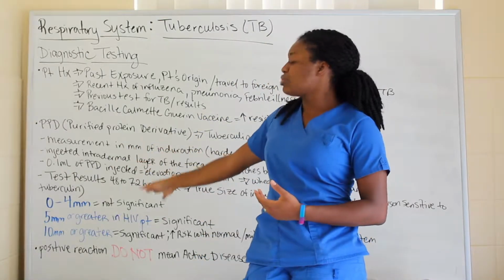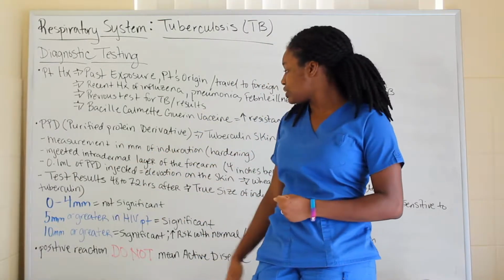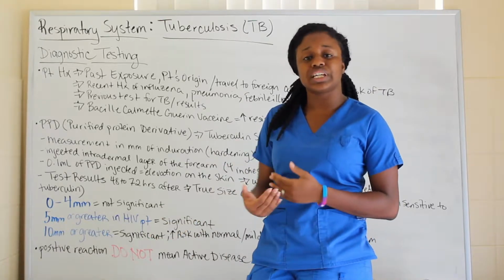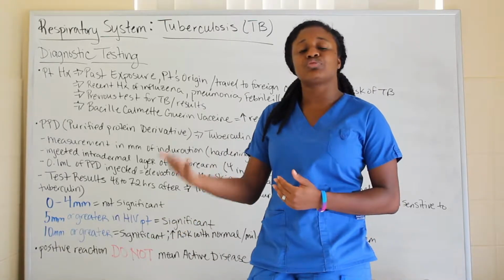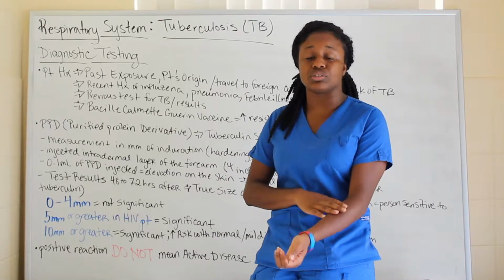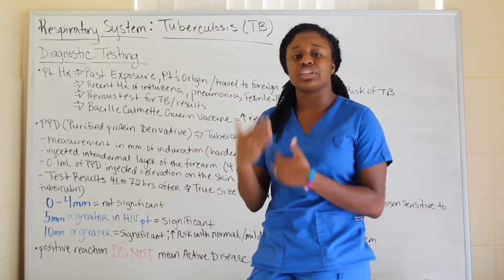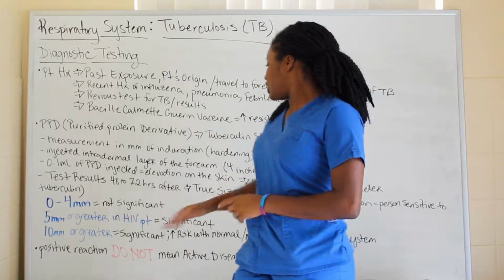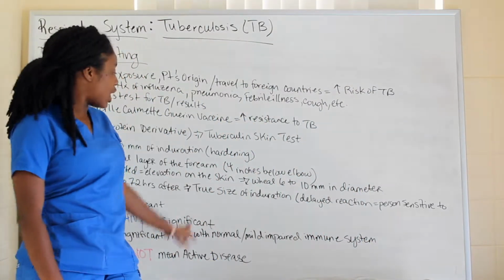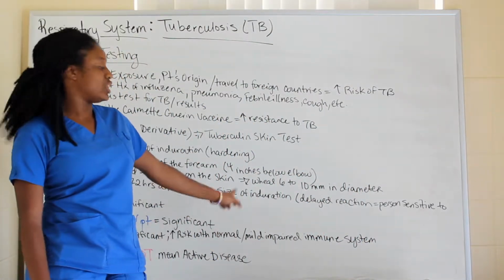They are going to read the results within 48 to 72 hours after, so you want to make sure that if you're taking this test, you're able to come back 2 to 3 days after to get the results. Anything after that, they have to void and do another one, okay? So that is the time frame, 48 to 72 hours, and they're looking for the size of the induration.